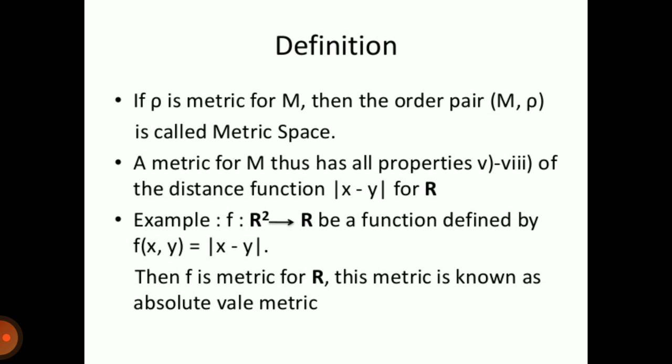Okay, a metric for M thus has all the properties of the distance function mod of x minus y for R. Examples we can check over here. Let f from R squared to R be a function defined by f(x, y) is equal to mod of x minus y. Then f is a metric for R, and this metric is known as the absolute value metric.